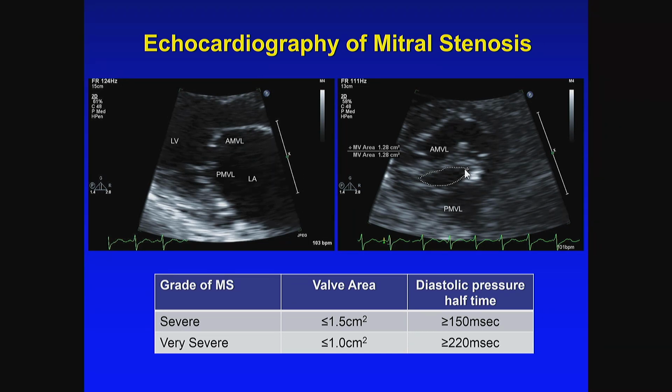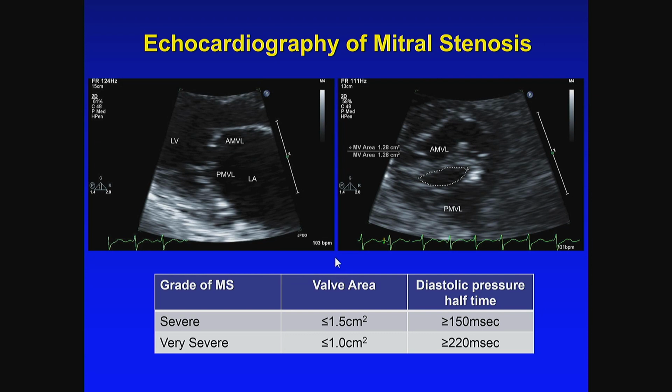If we use a short axis view across the mitral valve, this looks a lot like the fish mouth that I showed you on the anatomic specimen before. We can directly planimeter the area of the valve and determine if there's mitral stenosis.